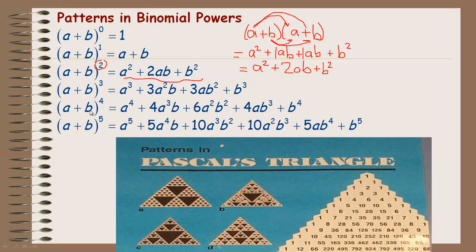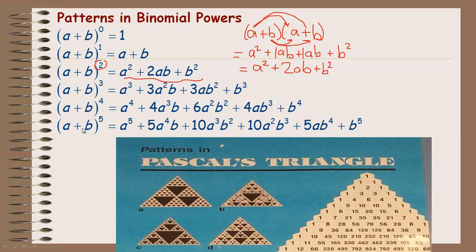The b here actually starts with the power of 0, but we don't write it because b to 0 is 1. And then it goes b to the first, b to the second, b to the third, b to the fourth. Okay, so notice that this exponent starts here and goes down by 1 each time. This exponent starts at 0 and counts up to the power 4.